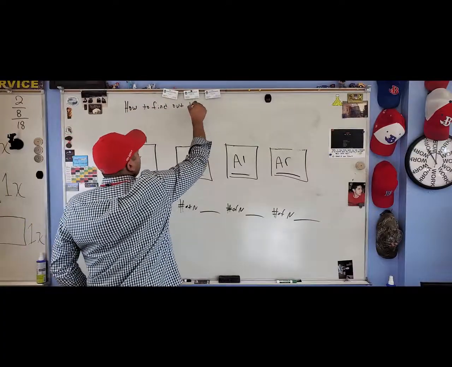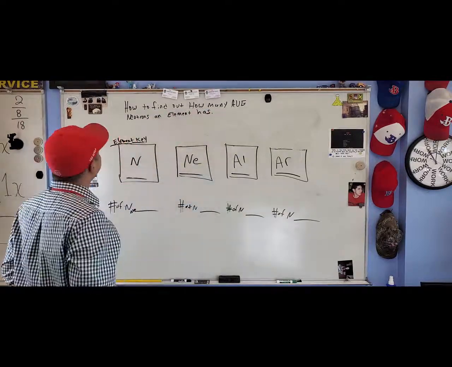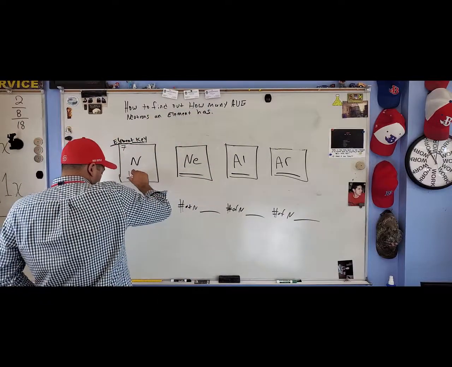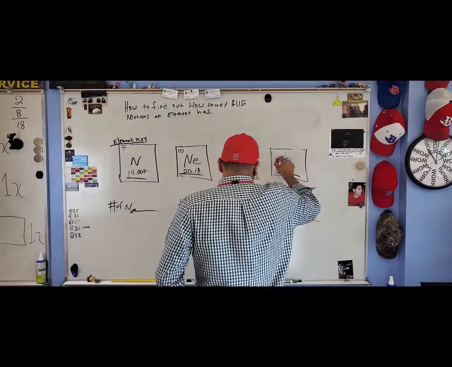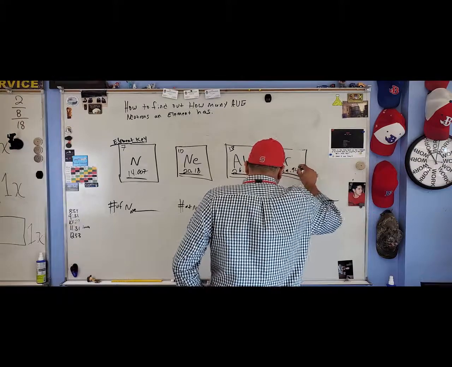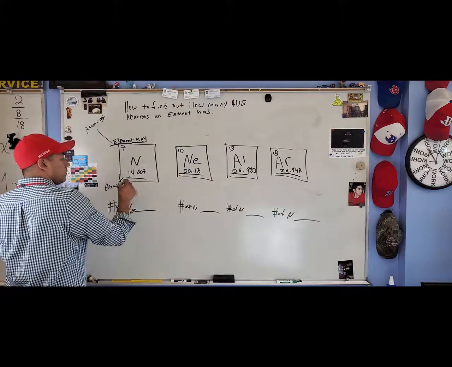Okay, the next thing we're going to look at is how to find out how many average neutrons an element has. And to do this, I got some examples on the board. We wrote their element keys, I wrote in their atomic mass, I wrote in their atomic number, I labeled atomic number at the top, and I labeled atomic mass at the bottom.